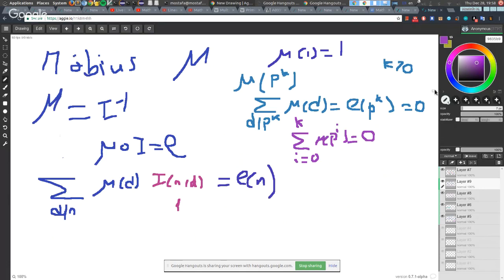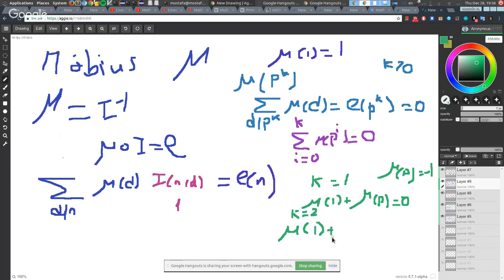So basically, if we execute this, we don't put k equals 0, so we start from k equal 1. It means that mu of 1 plus mu of p equals 0. So mu of p is equal to negative 1 for any prime. Then if we put k equal to 1, and then k equal to 2, we have this summation, mu of 1 plus mu of p plus mu of p squared equal to 0. We already know from the summation before that the first part is equal to 0. So we are left with mu of p squared equal to 0.